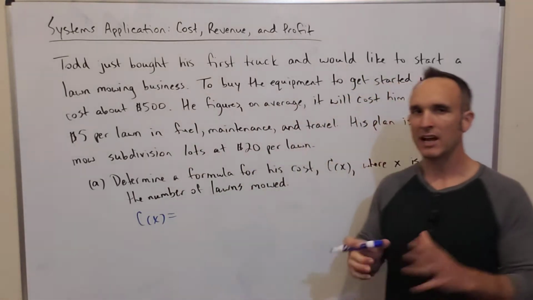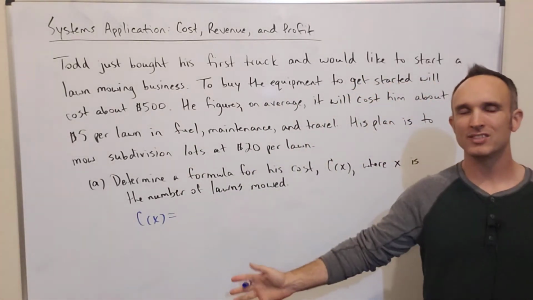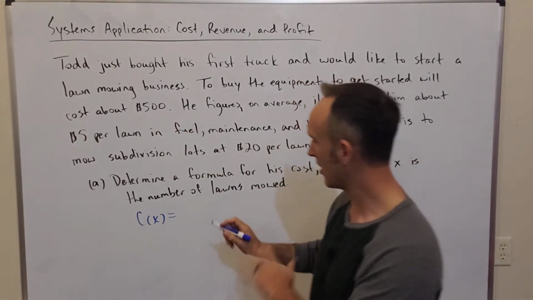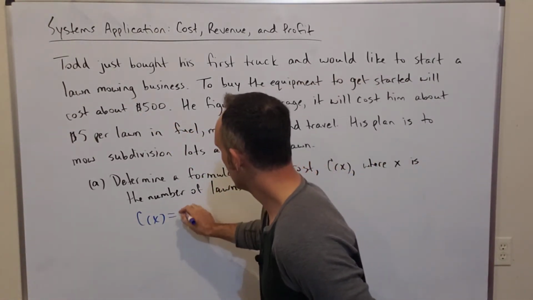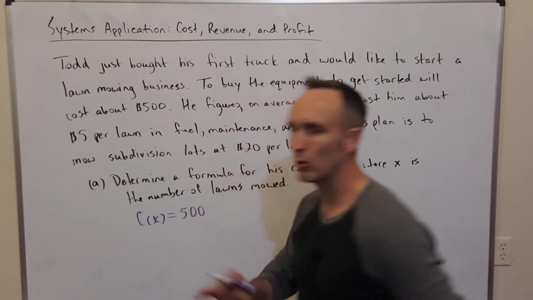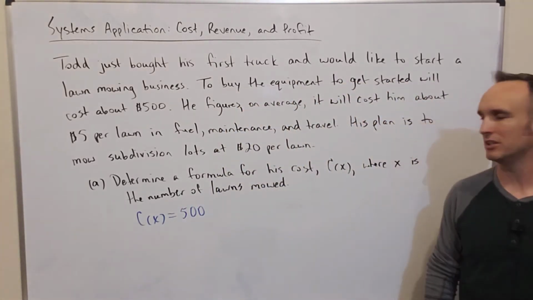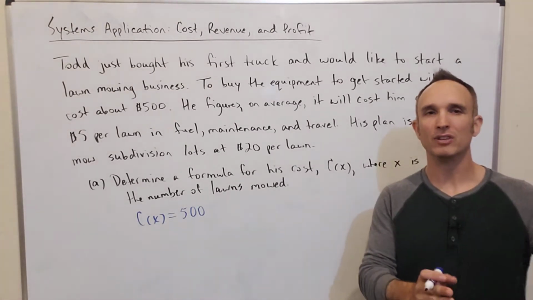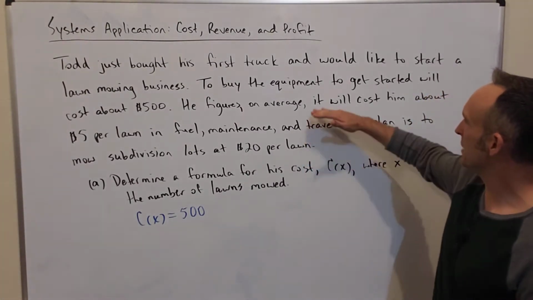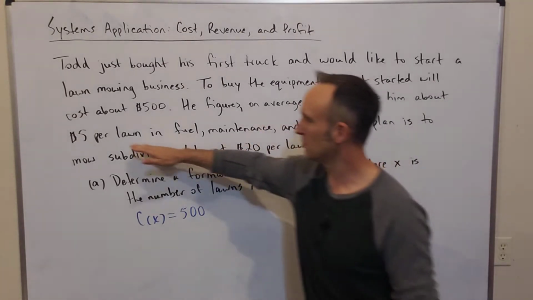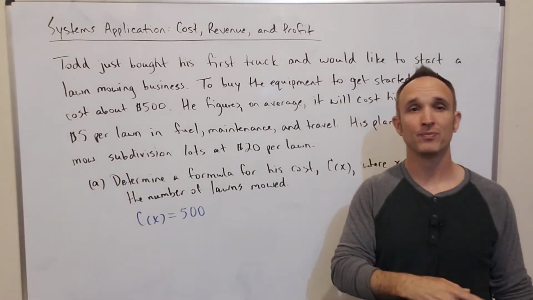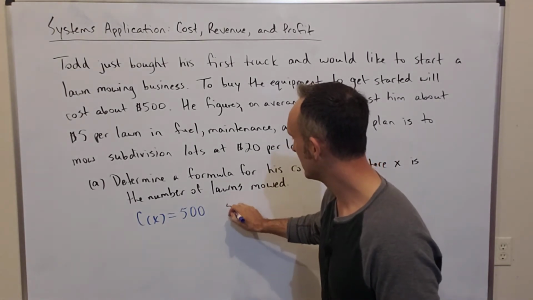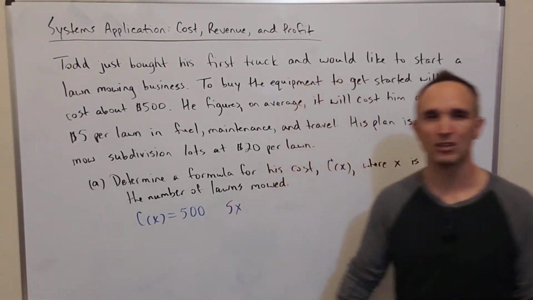So C of x equals, now no matter how many lawns he mows, just to get started is going to be $500. So his cost is going to be $500 no matter what. That's independent of how many lawns he mows. But then how much cost does he have for every lawn? Well, his maintenance and fuel and all of that's going to cost him about $5 for every lawn. And if he mows x lawns, then that's going to cost him 5 times x dollars.